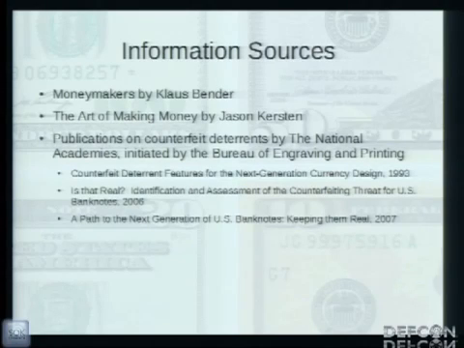The next one, The Art of Making Money, is a very nice biography on one of those counterfeiters I mentioned, Art Williams, who was caught, got out of jail, then was caught again. He's currently in jail. But it's a very interesting tale as to how he came about becoming a counterfeiter and how he taught himself. And lastly are 3 publications that were made by the National Academies.